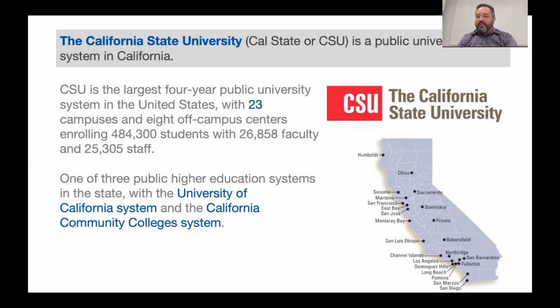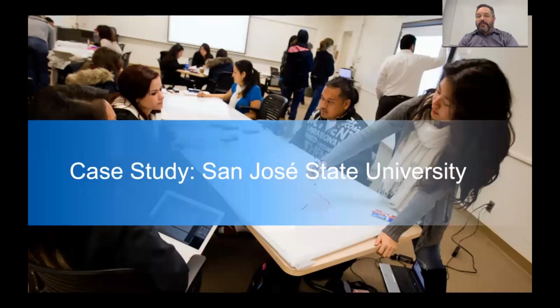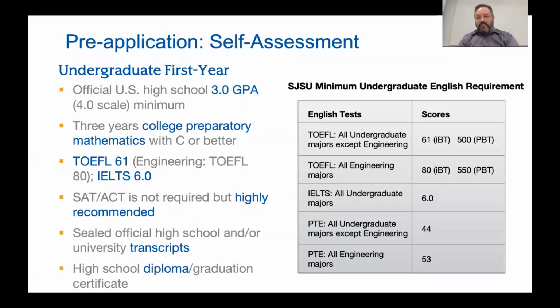The system is called the California State University System. We may call it Cal State, we may call it the CSU, but the important thing to remember is there's 23 different Cal State universities throughout all of California, and you'll see the map there. So we're going to talk about the case study of San Jose State University, or SJSU.